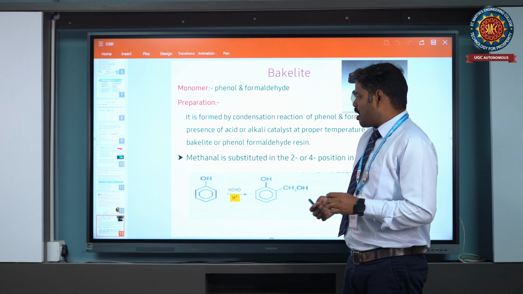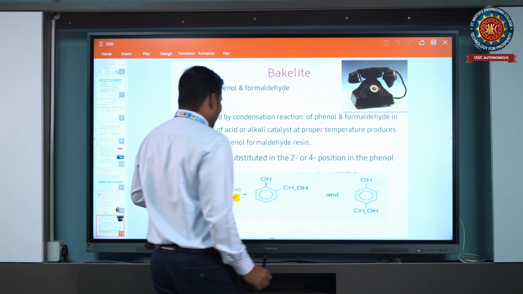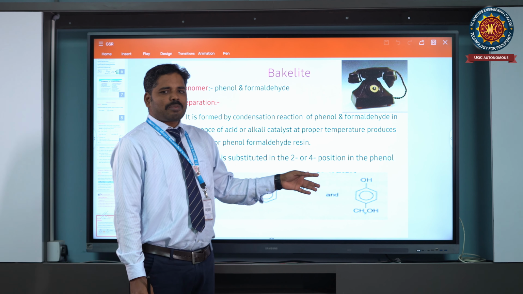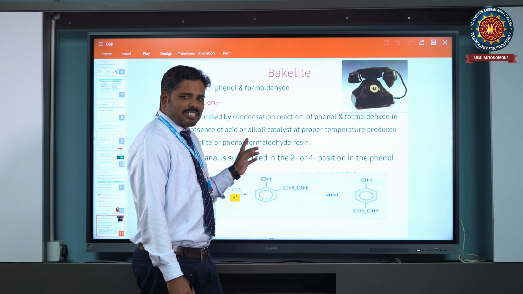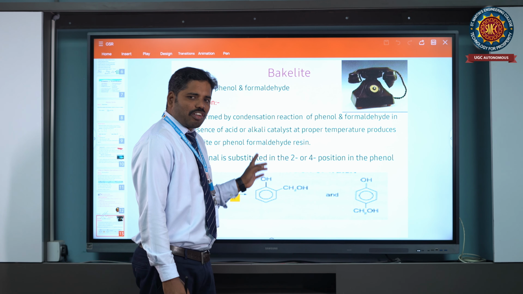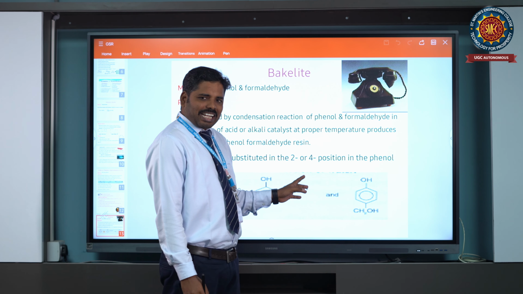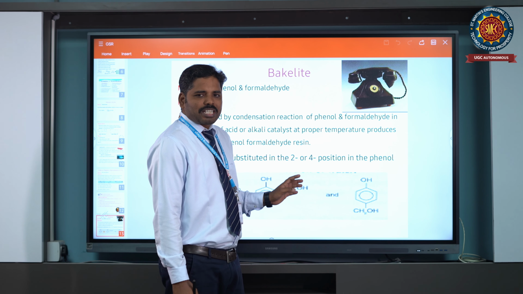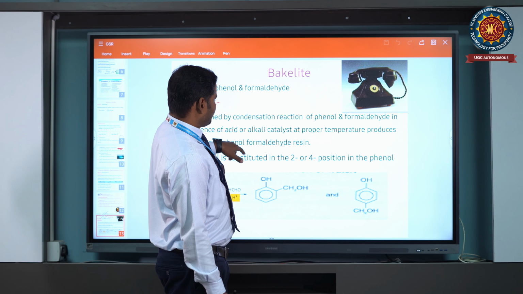Okay. Next one, methylol substitution at the 2,4 positions of phenol. Phenol, C6H5OH, reacts with formaldehyde in the presence of acetic acid, giving substitution at the 2 and 4 positions in the presence of methylol.